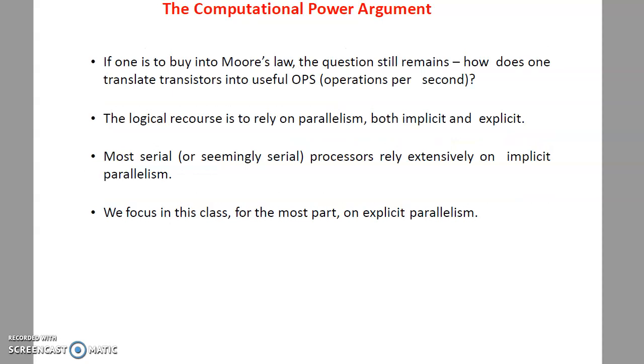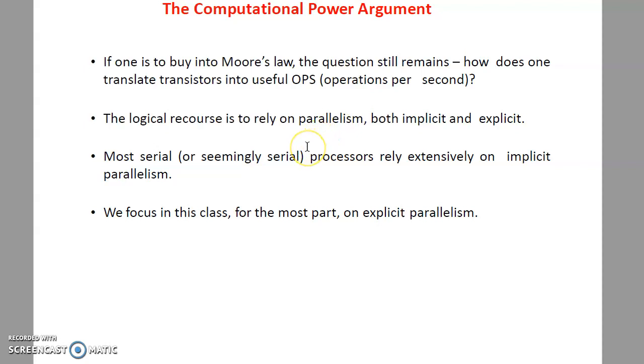Speaking further about the computational power argument, if one is to buy into Moore's law, the question still remains, how does one translate transistors into useful operations per second, OPS? So even if there is a lot of complexity in a particular chip, can we really use that complexity for execution? So whether operations per second can be increased when you increase the chip capacity. The logical recourse is to rely on parallelism, both implicit and explicit. So the solution was that you should go for parallelism, both implicit and explicit.